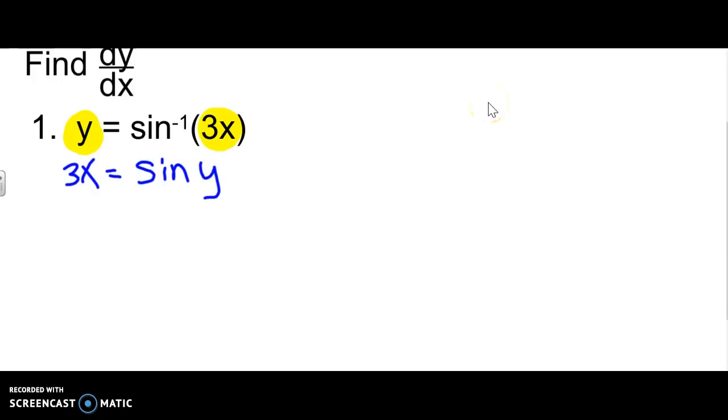Remember, when you're exchanging the x and y, you're no longer talking about the inverse sine. We'd be talking about regular sine. So I have 3x equals sine y, which is a function that I could take the derivative of. I'm going to take the derivative of the left and the derivative of the right.